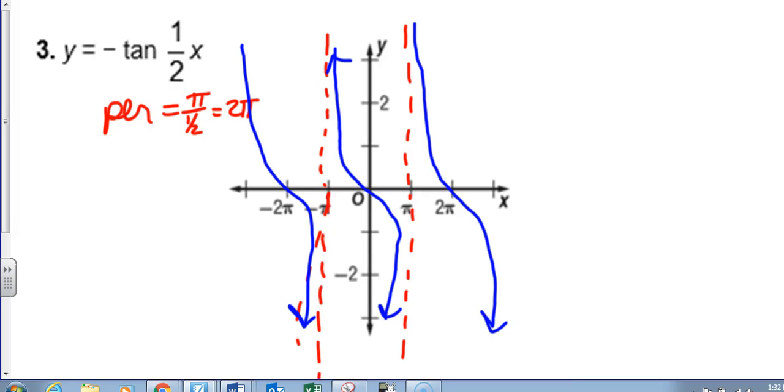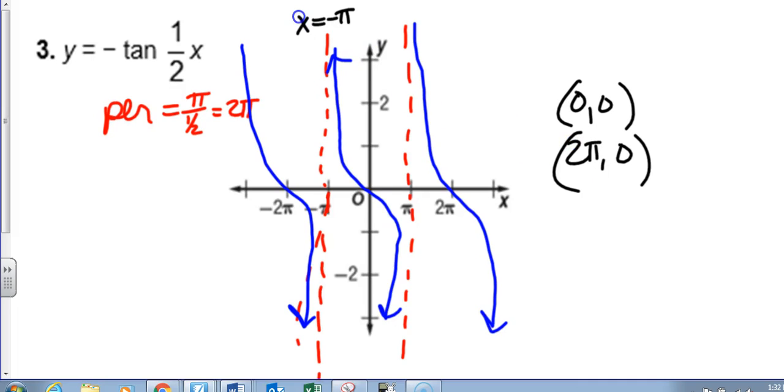All right, so couple ordered pairs, anybody? 0, 0, there's a good one. 2 pi, 0. What else? Asymptotes are at x equals negative pi, x equals pi. The next one would be at x equals 3 pi. All the odd multiples of pi.